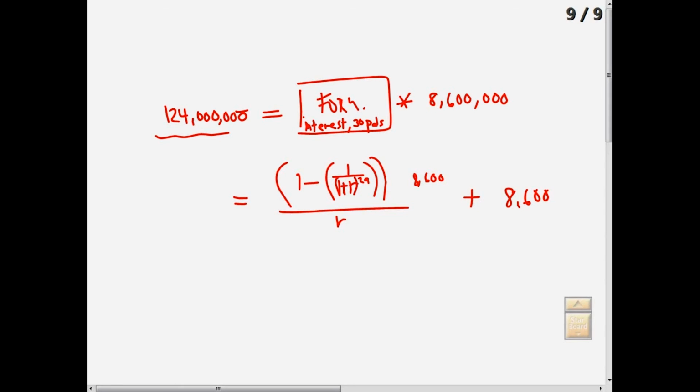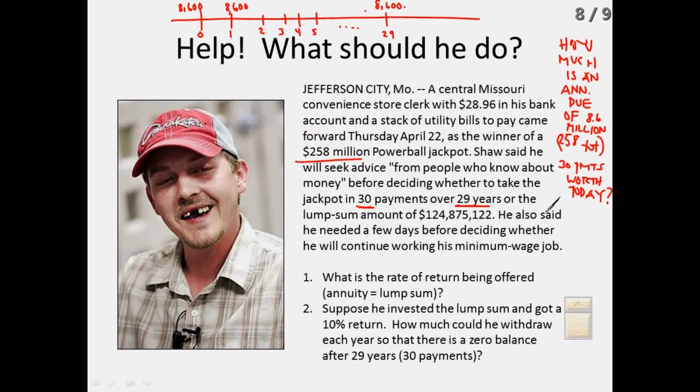As a government, the government is trying to make money off of lotteries. You realize this, right? Anyone who buys lottery tickets is basically giving the government their money for the most part. So are they likely to offer a generous interest rate? No. What are they going to do? They're going to prey on the fact that this guy might say 8.6 million sounds like a lot of money, but he's also going to say 124 million sounds like a huge amount of money.